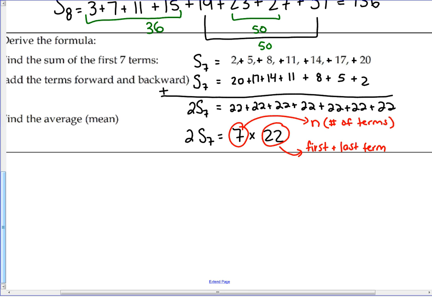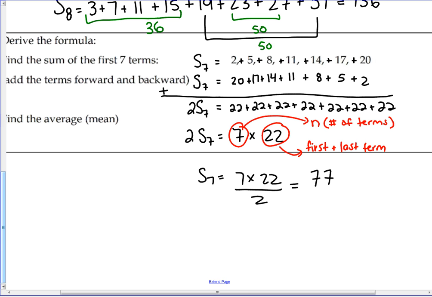Okay, good. So we basically derived the formula because I don't want 2 sums, so what's the last thing I would do? Divide by 2. So divide by 2, and there's our answer. 7 times 22 over 2, which equals 7 times 11, 77. Okay, so why do we do that?